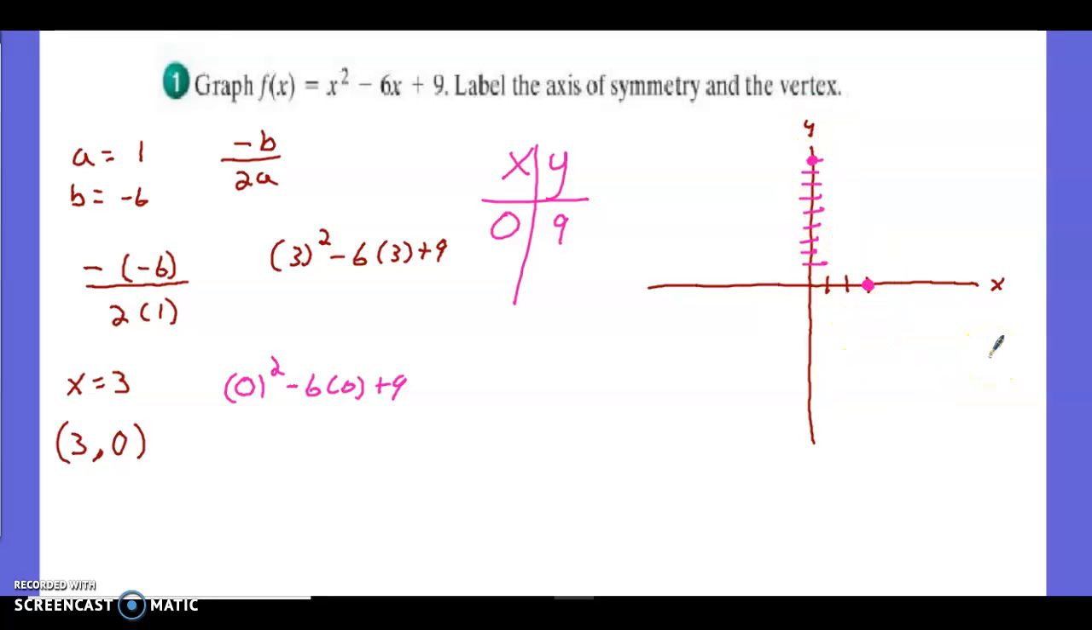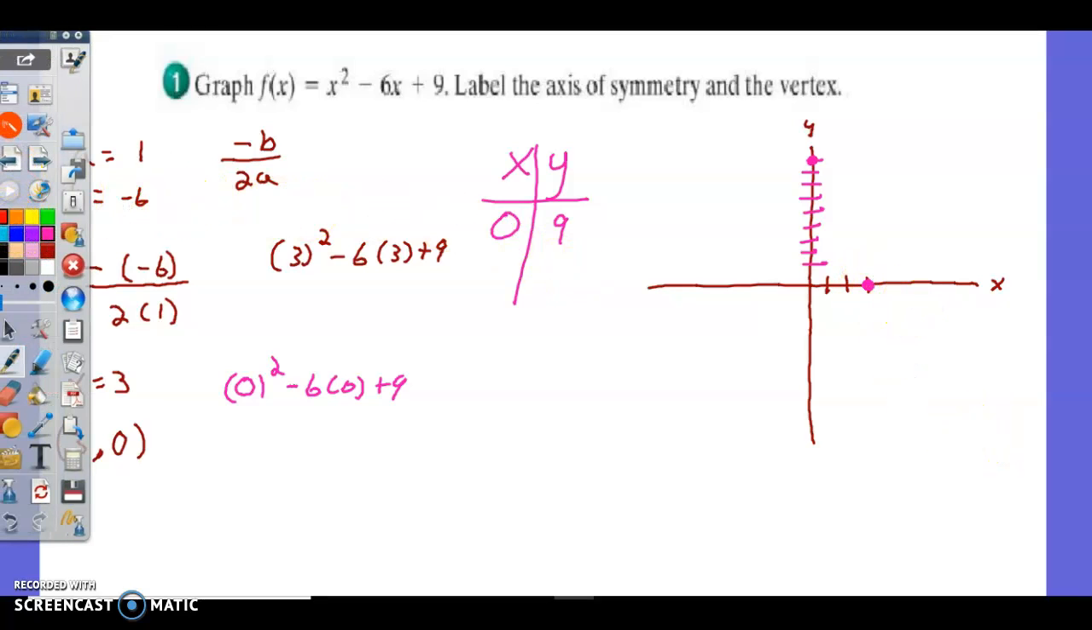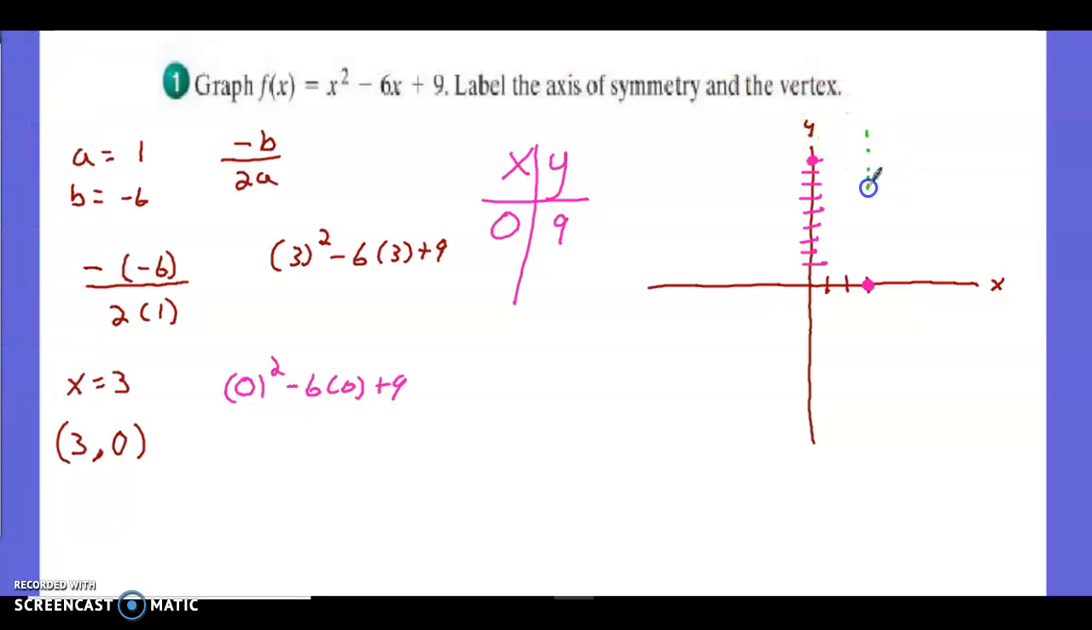Now, if you remember your axis of symmetry, the rule with your axis of symmetry is where the graph is cut down the middle in half. So our axis of symmetry is our x value of the vertex.